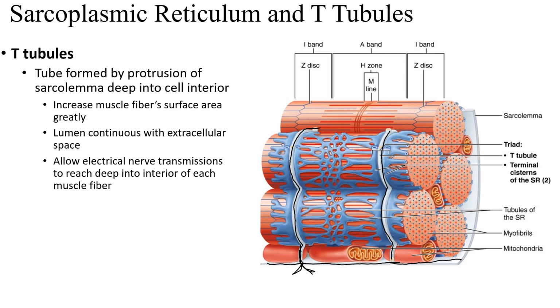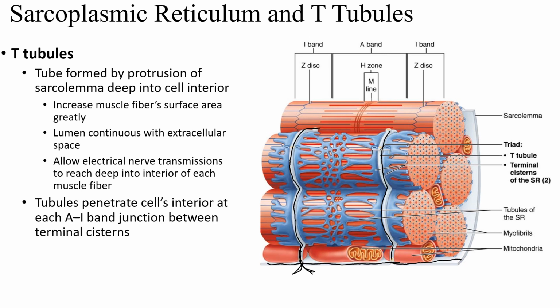What these are for is to transmit nerve impulses to the actual sarcoplasmic reticulum and the terminal cisterns so that they can release calcium. So the T-tubules penetrate into the interior and are going to interact in this area. You have the terminal cistern of the sarcoplasmic reticulum, and you have the T-tubule. They're going to interact and cause the neural impulse to create the right situation for calcium to be released, which then will cause the contraction.